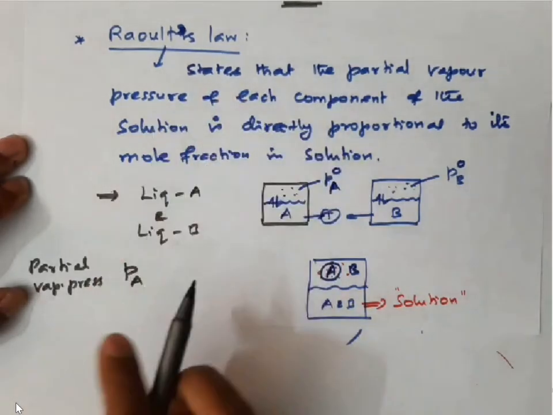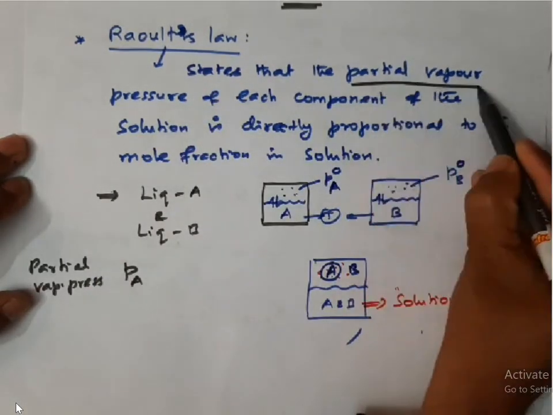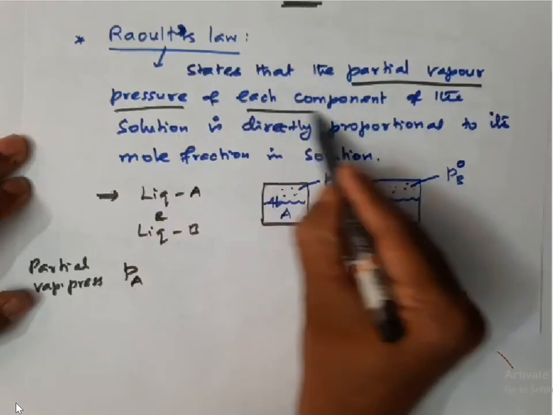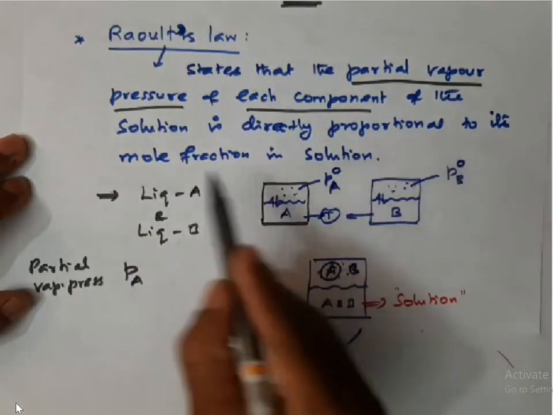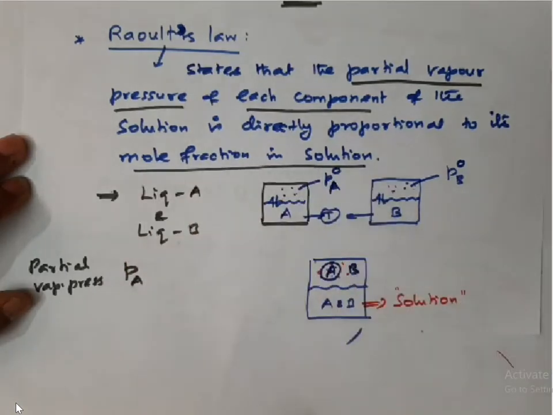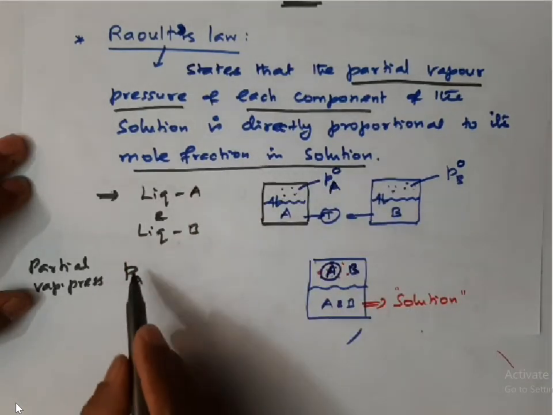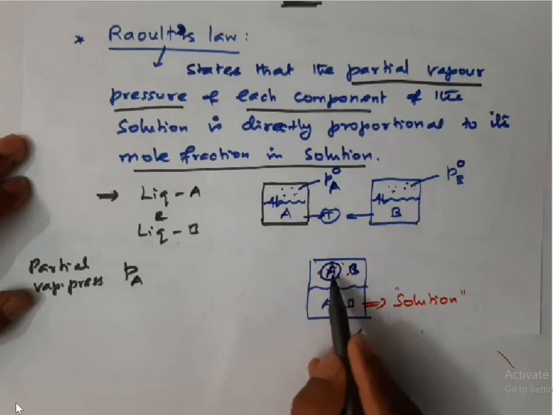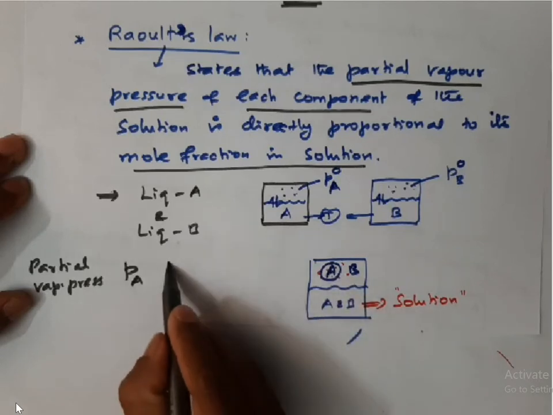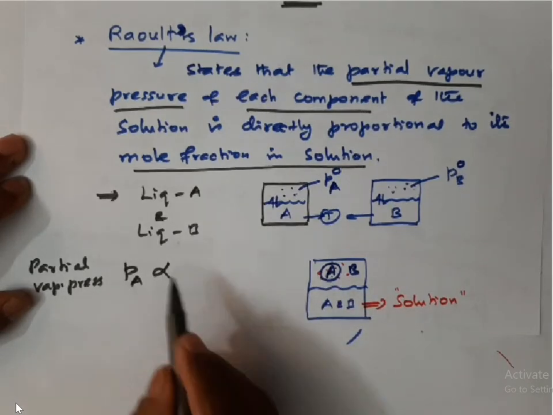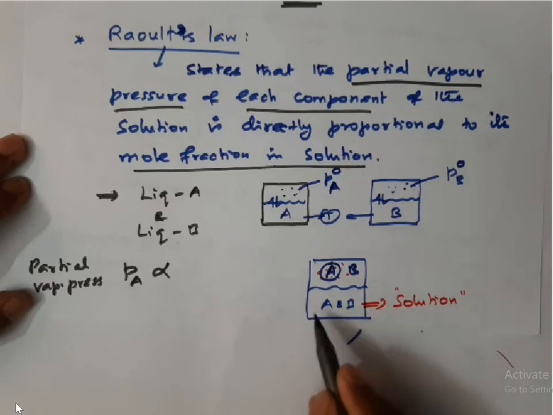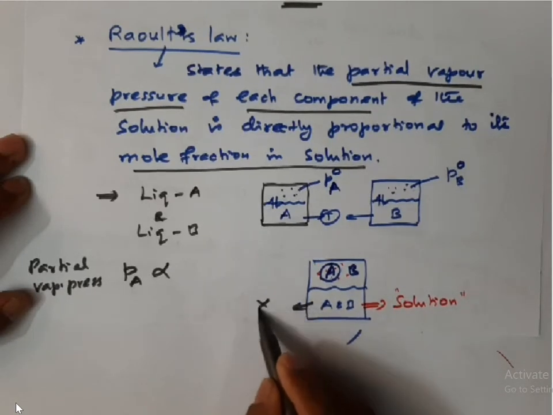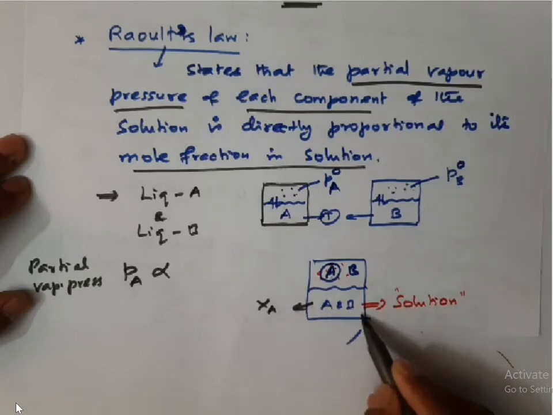According to Raoult's law, the partial vapor pressure of each component A and B is directly proportional to its mole fraction in solution. So the partial pressure of A in the vapor phase is directly proportional to the mole fraction of A in the solution. In solution we have some mole fraction of A and some mole fraction of B.